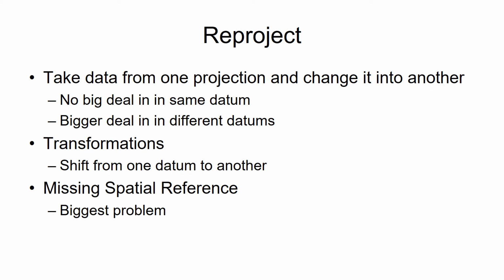So if you want to go from one to the other, you have to reproject the data. It's not a great big deal as long as everything's in the same datum. If they're in different datums, then you typically have to use a transformation to shift from one datum to another, but that's the only real issue. In general, a bigger problem is when you have missing spatial references.